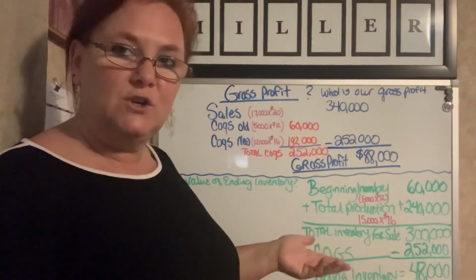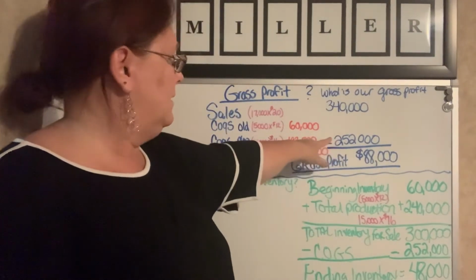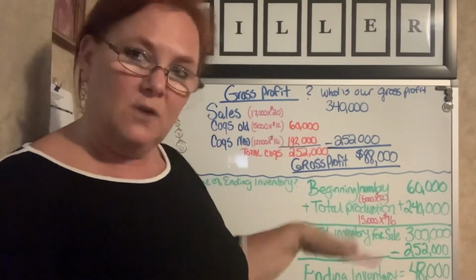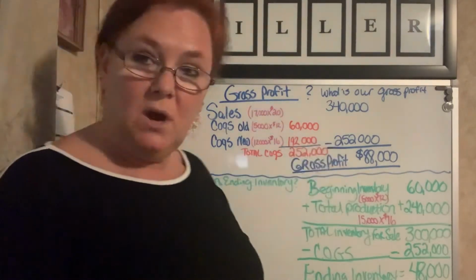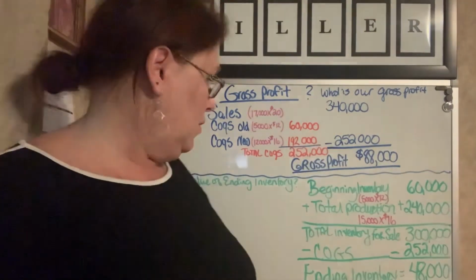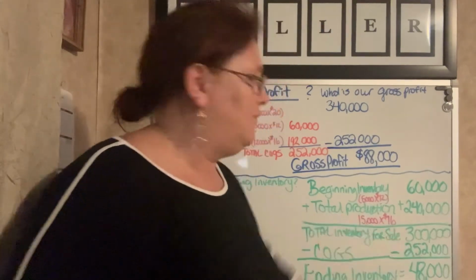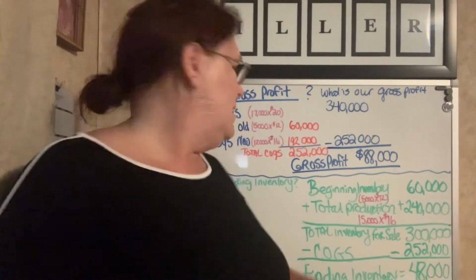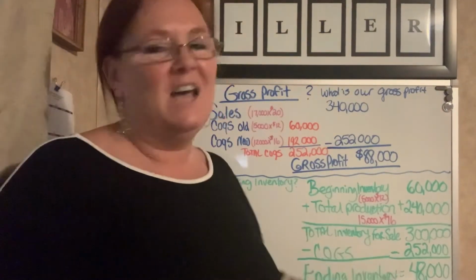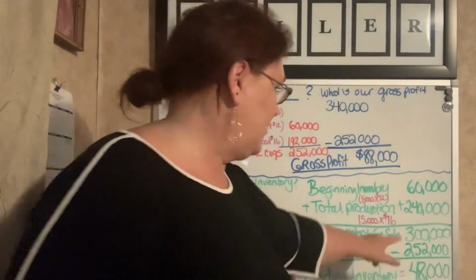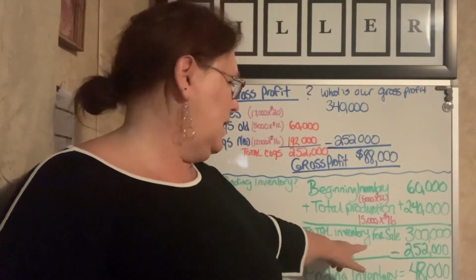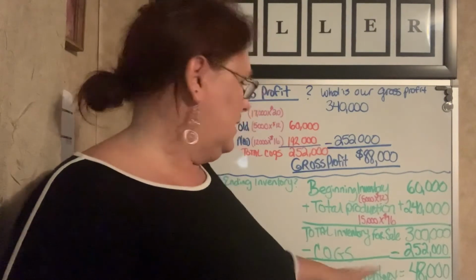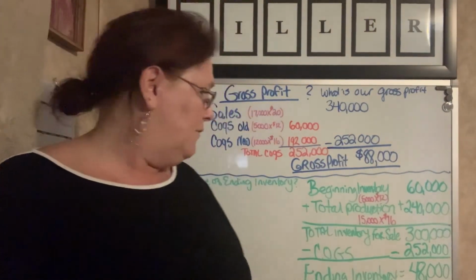And then our cost of goods sold, we calculated that up here, right? 252,000 is our cost of goods sold. So take the 300,000, subtract the 252,000 cost of goods sold. If you remember it from our FIFO, LIFO, and average examples, this was the cost of goods available for sale, at 300,000, and you subtract your cost of goods sold, which is 252,000, which gives you an ending inventory of 48,000.